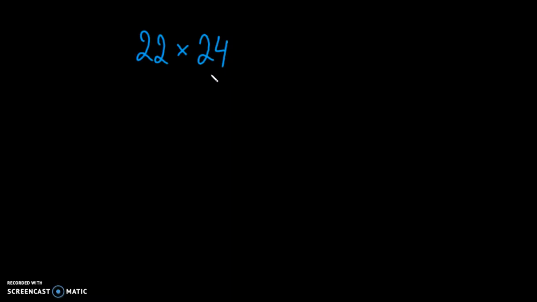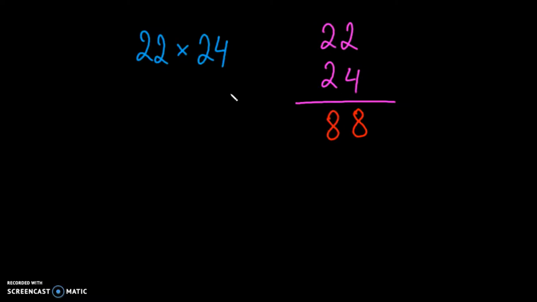Let's try the second one. Now we do not have a 0 here. We have a 4. So we should do it the second way. As we said, we just write the numbers 22, 24. First, we multiply this number by this number. 4 times 2 is 8. Now we multiply this number by this number. 4 times 2 is 8. Don't forget this, we always leave a space here.